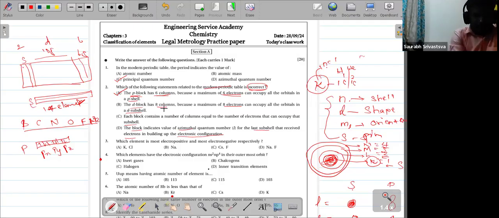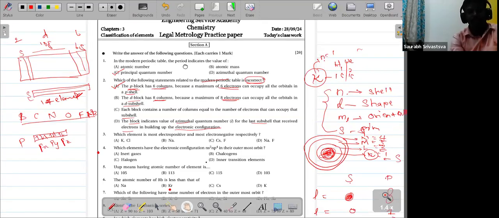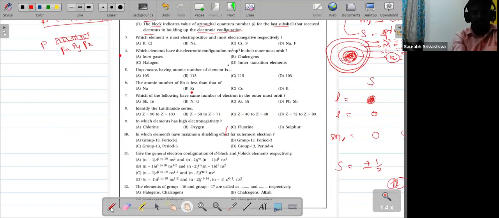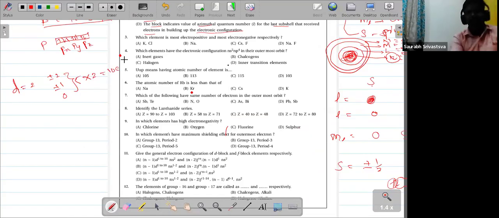Next one, the D block has 8 columns and can accommodate 8 electrons. It won't accommodate 8 electrons; it will accommodate overall 10 electrons. How? Just now we discussed the D subshell: the l value equals 2. 2 means plus or minus 2, that means 2 values, and plus or minus 1, that means 2 values, and 0. Overall 5 values will be there. 5 boxes will accommodate 2 electrons each, so overall 10 electrons can be accommodated in the D subshell.